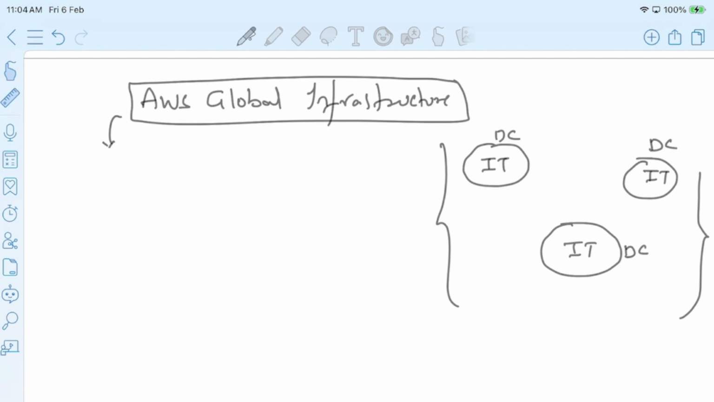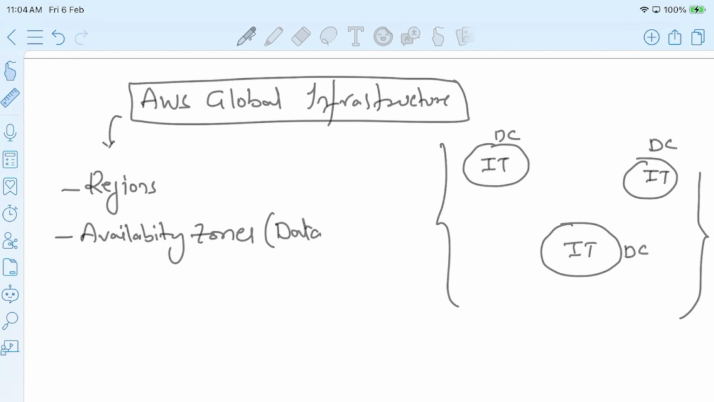In this global infrastructure, you need to understand what we mean by regions, what we mean by availability zones, the data centers, and what we mean by edge locations. In the interview or in the AWS examination, you might face questions on this topic. It is very fundamental that you understand this before we start AWS. So to make it clear, what do we mean by regions, availability zones, and edge locations?